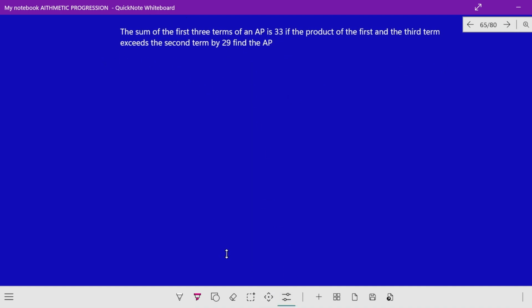Sum of first three terms of an AP. Sum of first three terms of an AP. We are going to come to this.